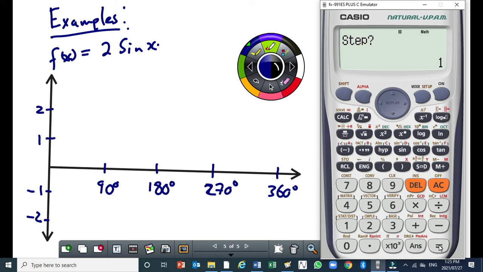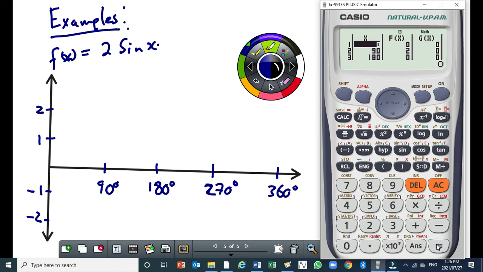By step, we are saying how many degrees are there between 0 degrees and 90 degrees, between 90 degrees and 180, 180 and 270, 270 and 360. What's the step from 0 to 90? It's 90 degrees. From 90 to 180, it's also 90 degrees. The step is constant. So for the step, you put 90.